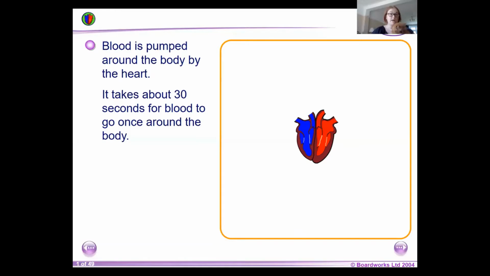Record. So we're going to have a look today. Jamie and I are going to teach you a little bit about the heart, and then there's some work for you to do about the heart afterwards. Now Jamie already knows about the heart, but we're going to make sure that you all know about the heart as well. So if you look up there, we can see that the blood's pumped around the body, and it takes about 30 seconds for your blood to go around once around your body.